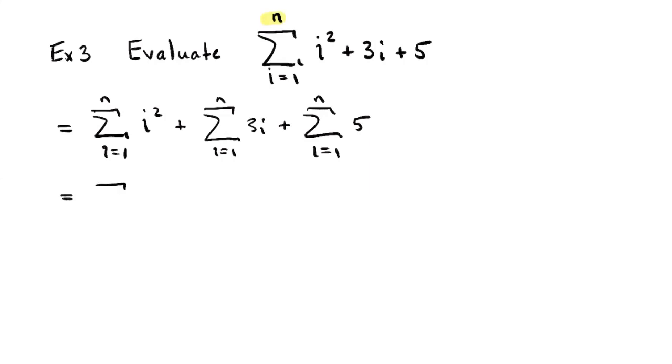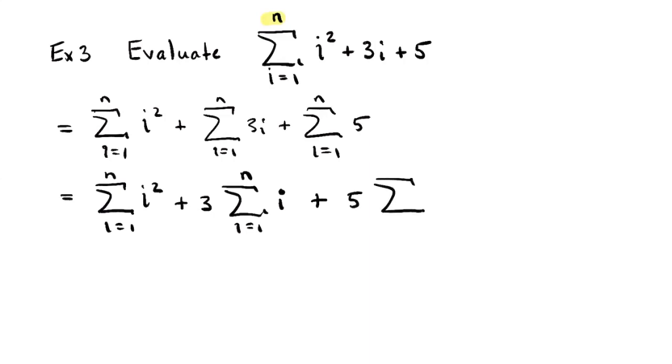This i squared is just coming along for the ride for a second, but I need to write it patiently. But this middle term, every term in that sum has a constant factor 3, so we have a property up there that says you can pull that 3 out. Likewise, I can pull 5 out of this last sum, just leaving me a 1.